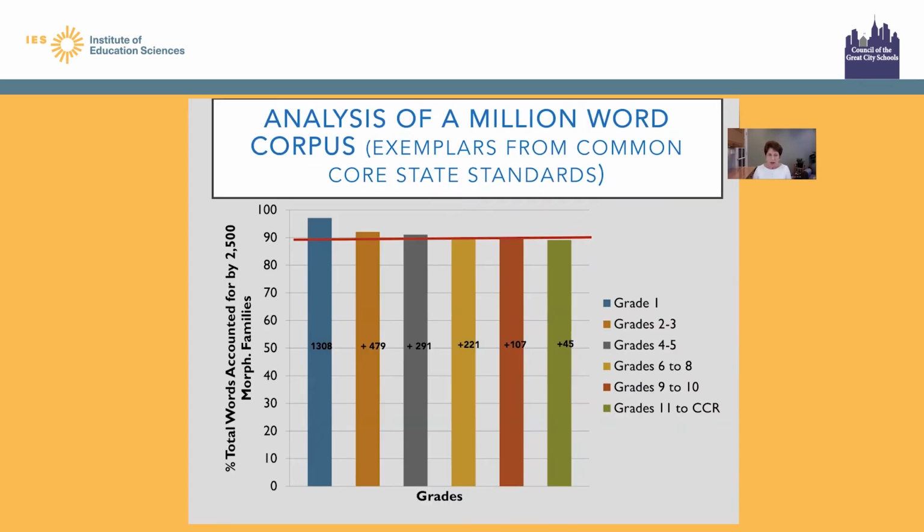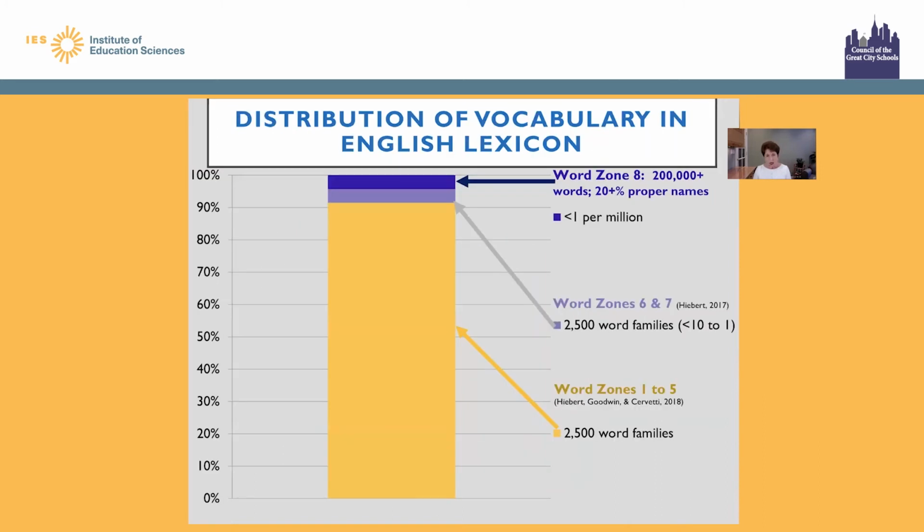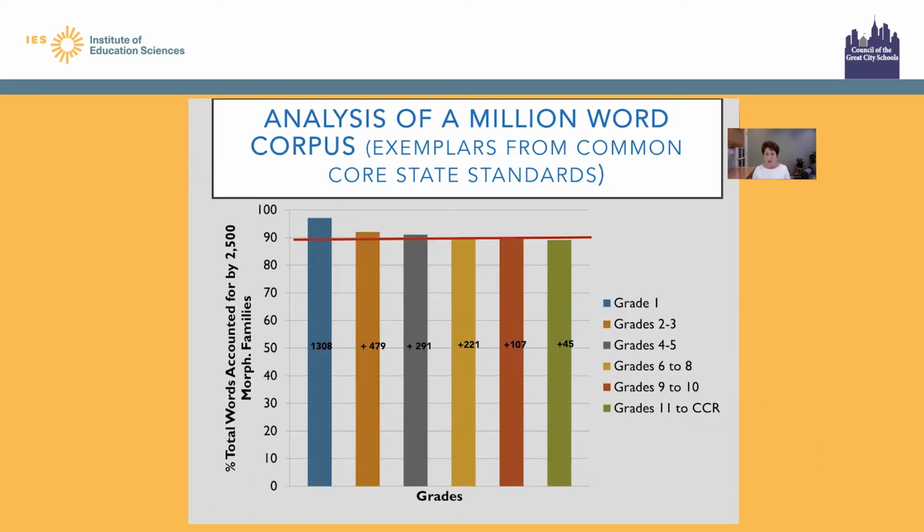We found that about 13,000 of them accounted for about 97% of the words in grade 1 text. And even, I am so sorry that I have a hyperactive mouse, but even into grade 11 to college and career, we see that these words continue to be critical. New words are added across time, but what we're seeing is that the core vocabulary keeps being important.